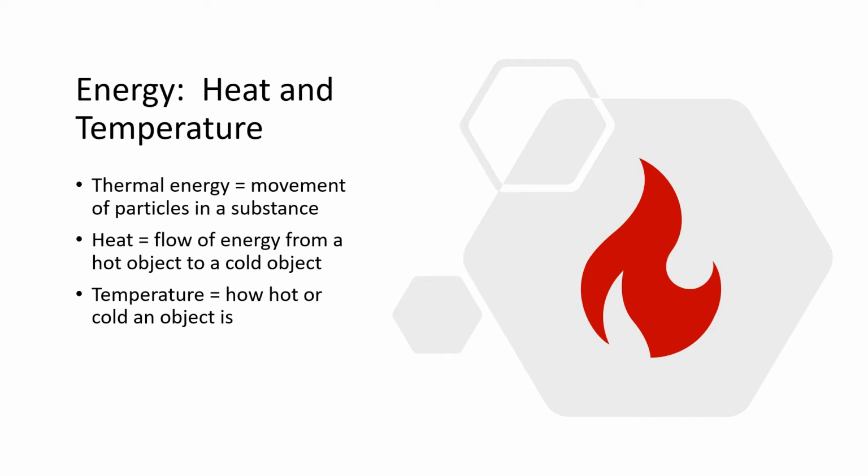The terms energy, heat, and temperature sometimes are used somewhat interchangeably, but formally speaking, heat is actually a transfer of energy. It's the transfer of energy from a hot object to a cold object. So now that we have formally defined that, I think you'll find that as we go through this course, we probably will use heat and energy fairly interchangeably, even though formally they're slightly different. And then temperature is just how we measure how hot or how cold an object is with a thermometer.